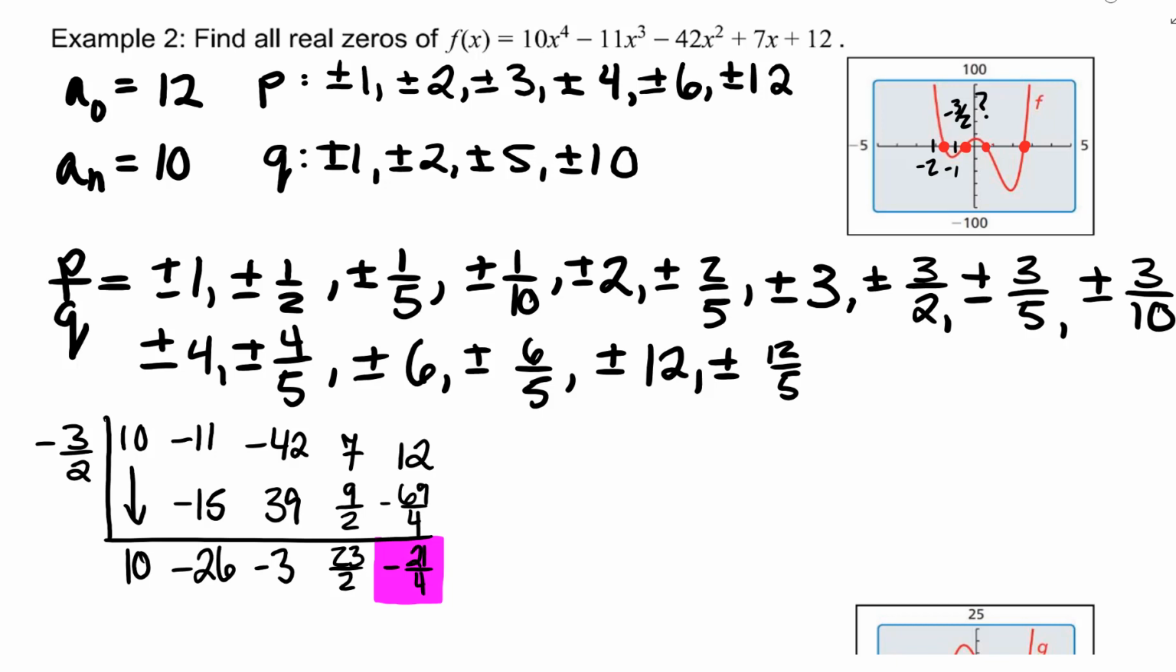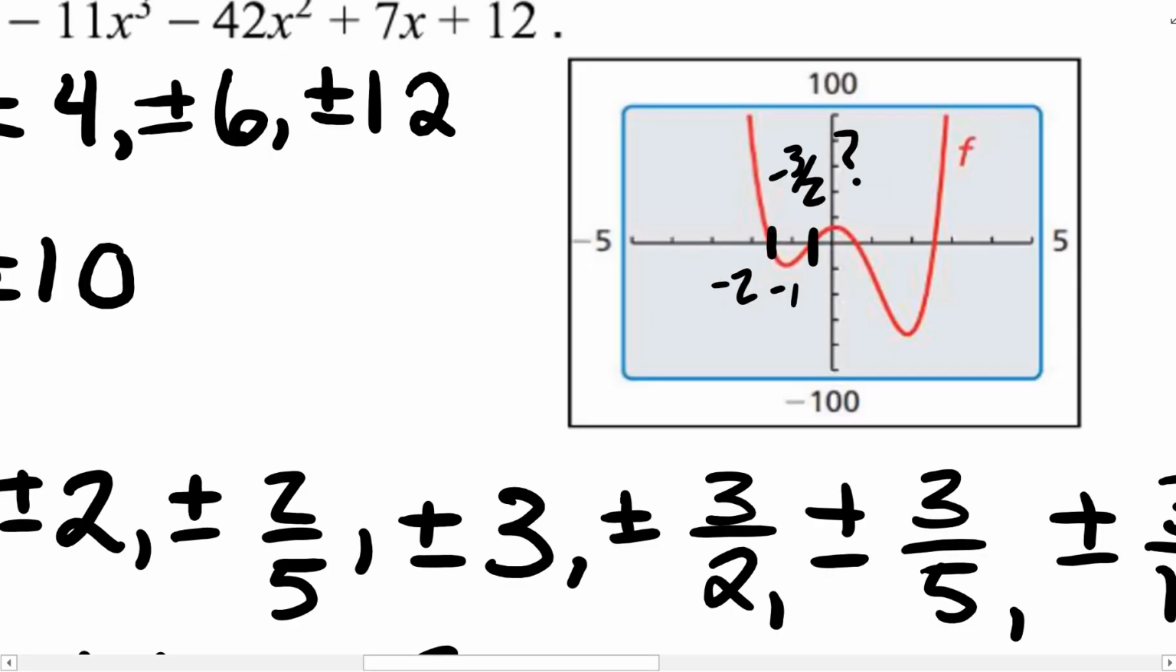So is -3/2 one of those zeros? No, it is not, because we have a remainder. Our remainder would need to be 0 in order for it to be a 0. Okay, so you could try -3/5, -4/5. Those could be a little bit more difficult. I think this might actually be it, -1/2 might be a 0. That's a slightly easier fraction to deal with.